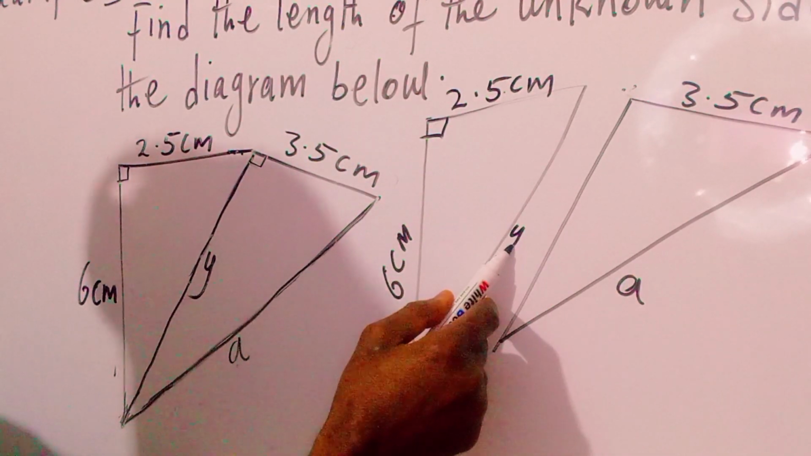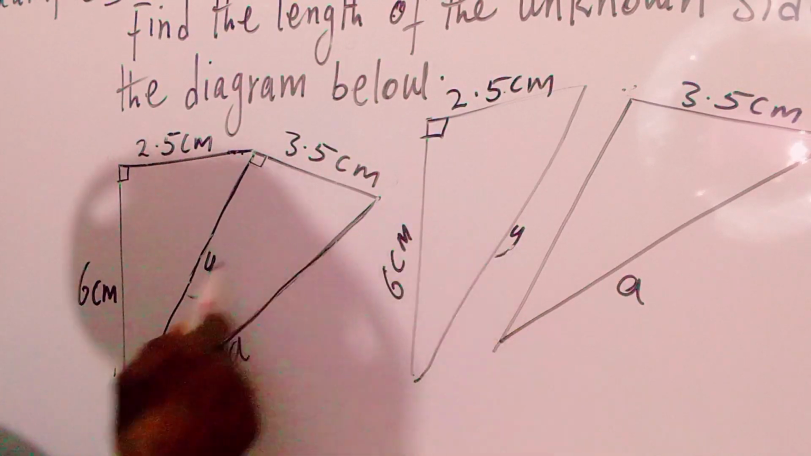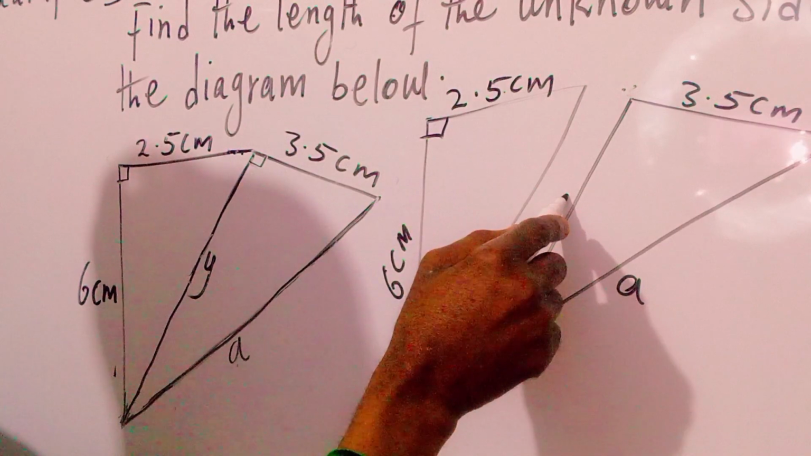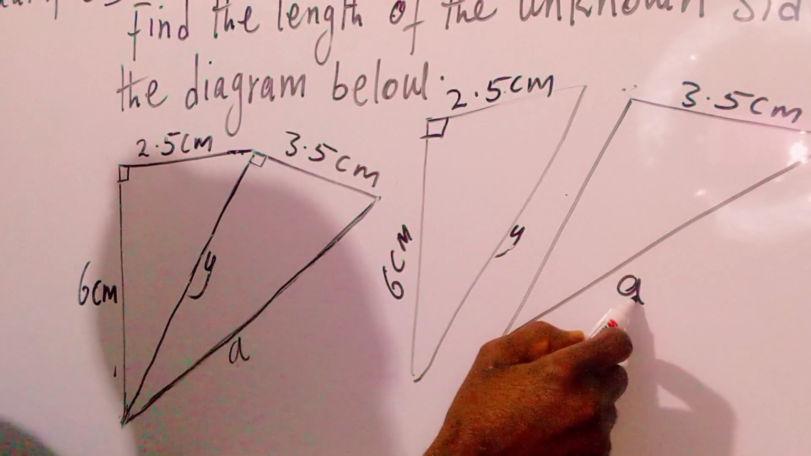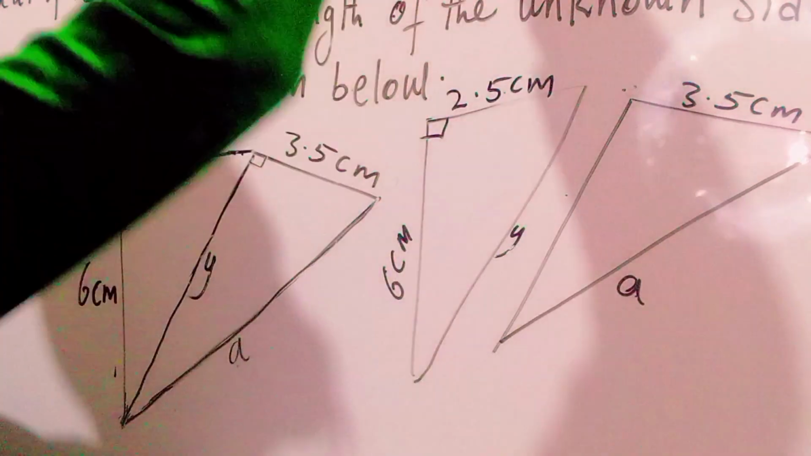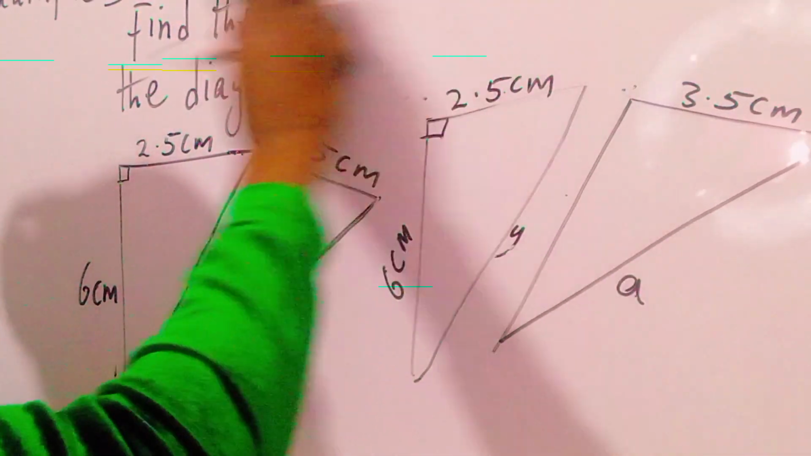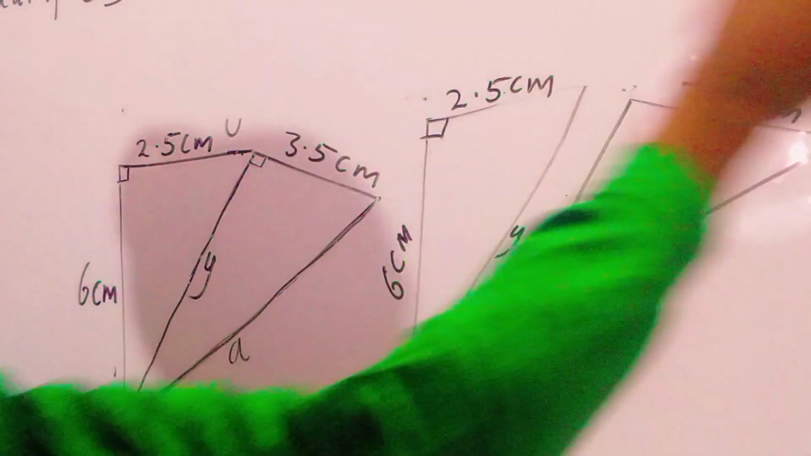Thereafter, we replace the value of y with the answer we're going to get, which we would now have here, to enable us to solve for side A. So, what then do we do? Let me erase the question first to have space to solve.